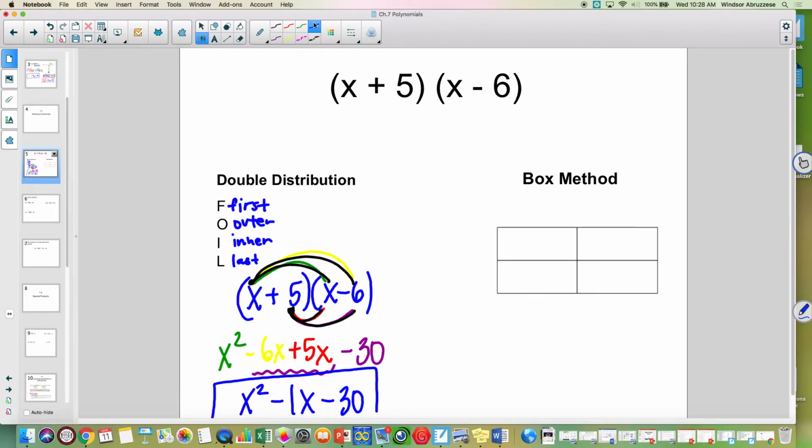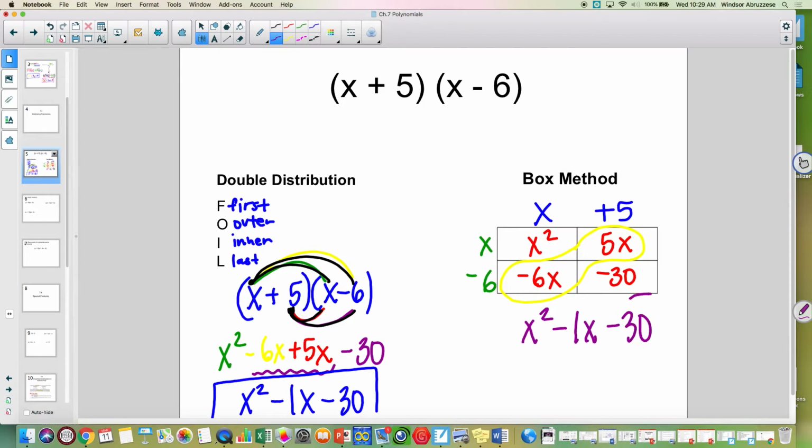The box method, I'm going to take my first binomial and set it up x and a positive 5, and then take your second one, x and a negative 6. So you're going to write one horizontally and then one vertical. Now you write the product in the boxes. So x times x is x squared. X times a positive 5 is 5x. X times a negative 6 is a negative 6x. And positive 5 times negative 6 is negative 30. And combine like terms. Our final answer is x squared minus 1x minus 30.